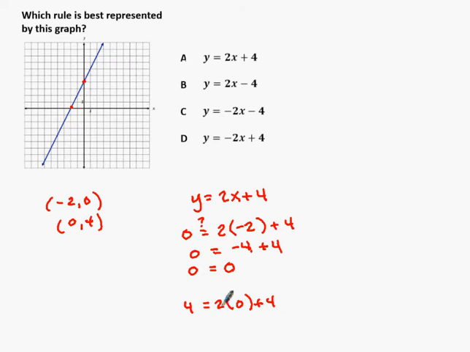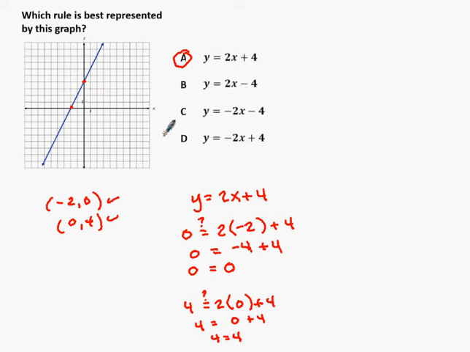Okay, so we're going to go ahead and solve our right side and see if indeed it is equal to the stuff on the left side. 2 times 0 is 0. And when that gets added to 4, 0 added to 4, of course, is equal to 4. So both of these points, when plugged into this equation for answer A, are true. So the answer must be y equals 2x plus 4.